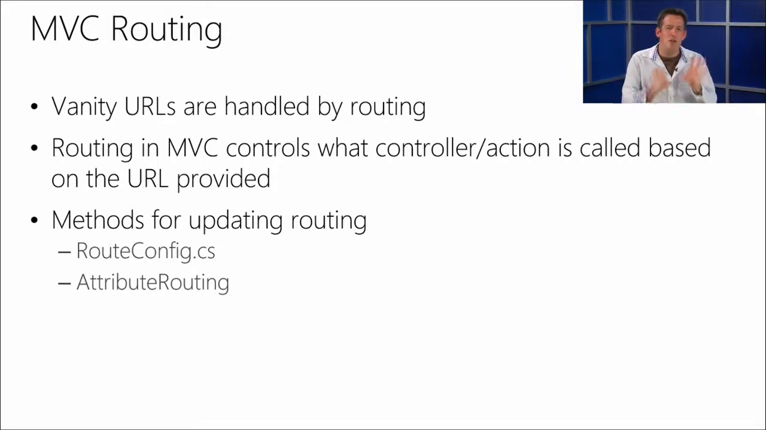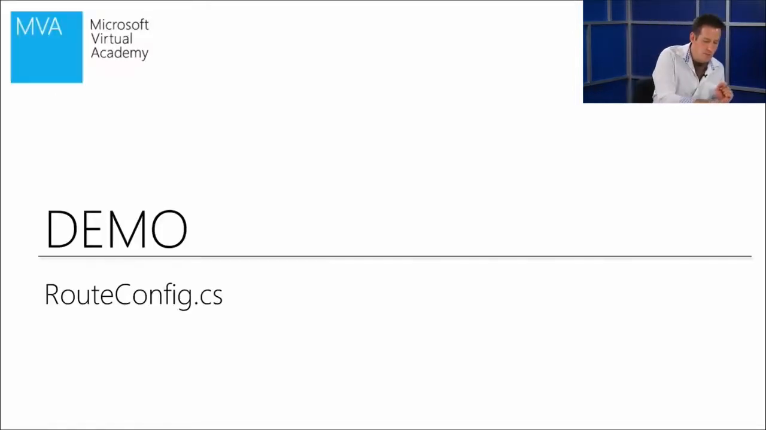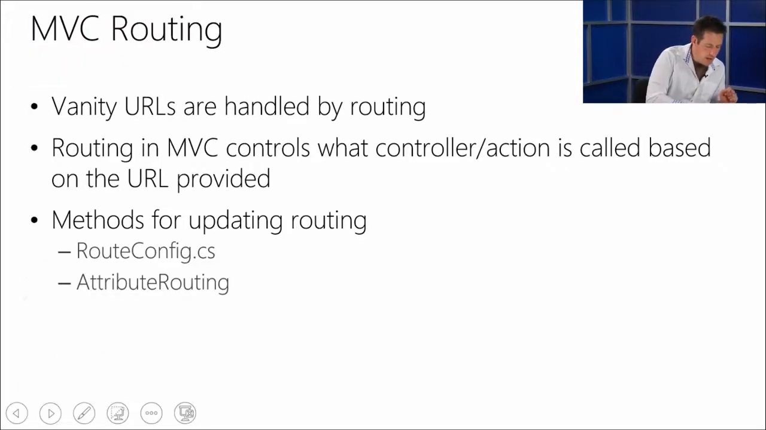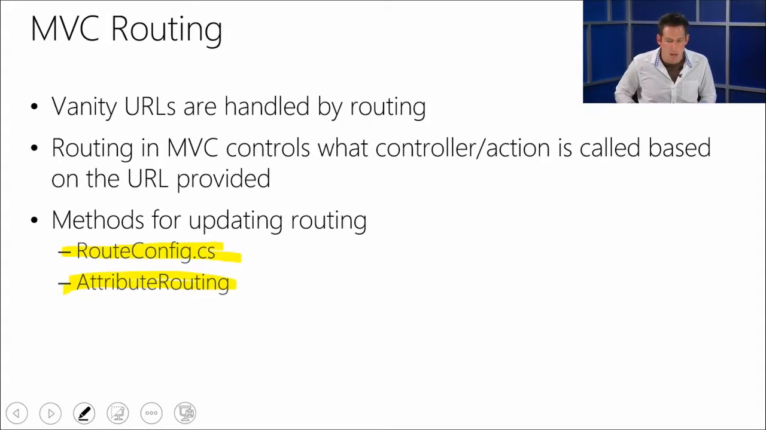Now, as it turns out, there are two ways that we can set up routing. One way is by going into the RouteConfig. Another way is attribute routing. Let's do the RouteConfig first. Let me go into Visual Studio here. And there we go.